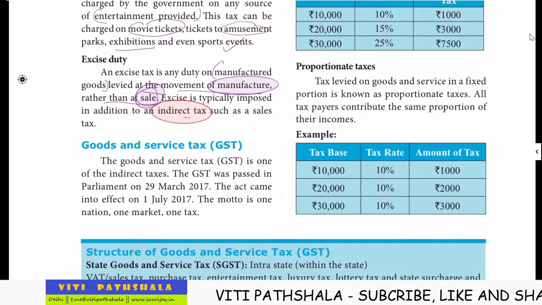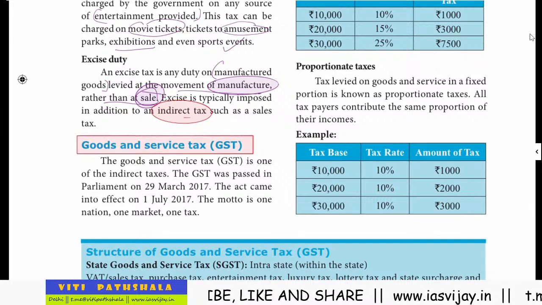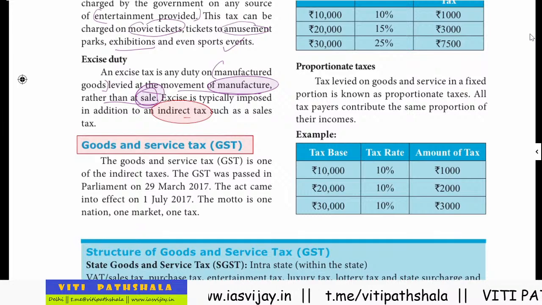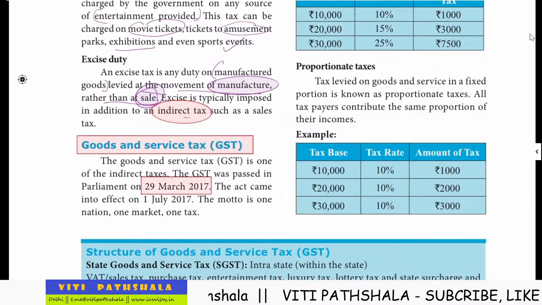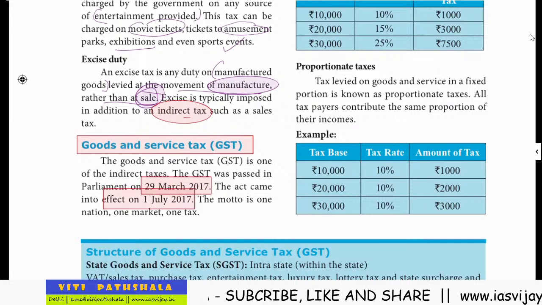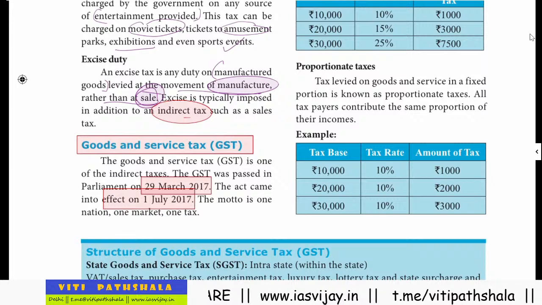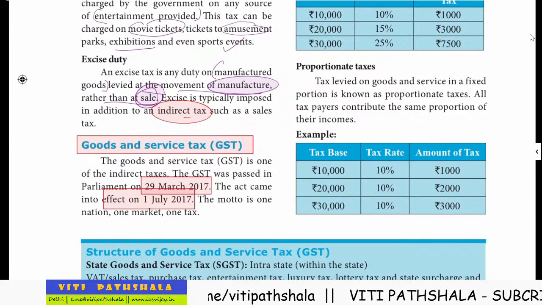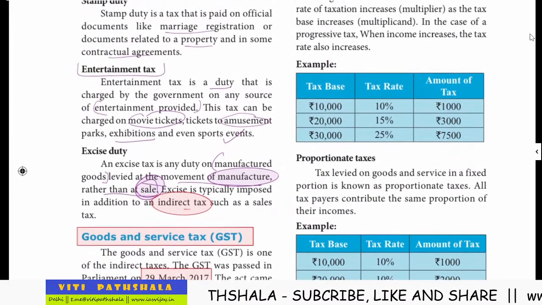Then the goods and services tax, an important tax. The goods and services tax is one of the indirect taxes. The GST was passed in the parliament on the 29th March 2017. The act came into effect on the 1st July 2017. The motto is one nation, one market and one tax. Again from the Red Fort, the Prime Minister had given this statement: one nation, one market, one tax.